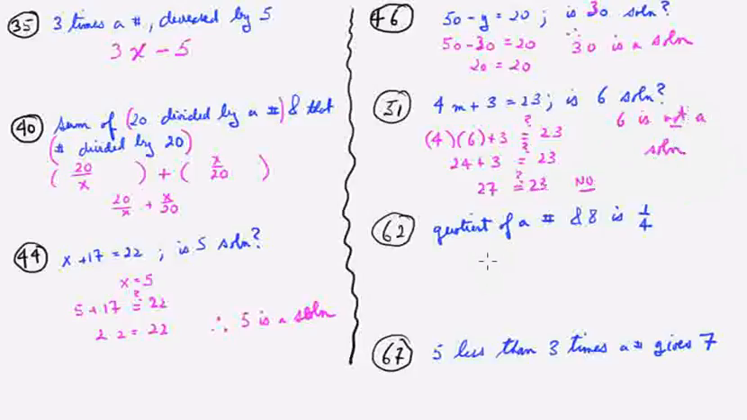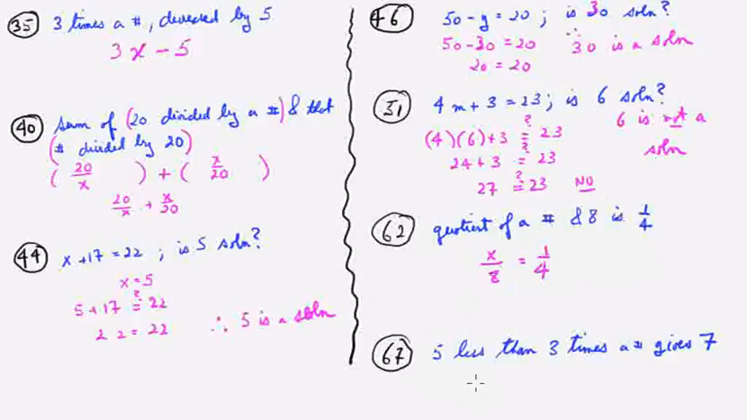62. How would we write this in an algebraic statement? The quotient of a number and 8 is 1/4. So the quotient of a number and 8 is equal to 1/4. So notice that equals takes the place of is, and the quotient of a number is replaced by x, and 8 is written as you see it here.